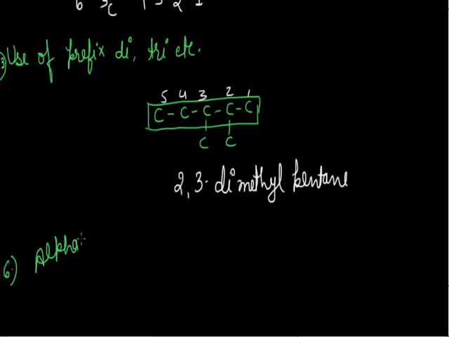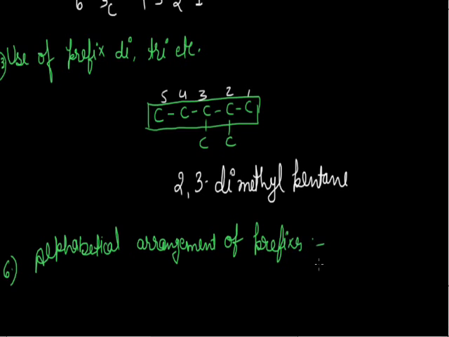Alphabetical arrangement of prefixes. If there are different alkyl substituents present in the compound, their names are written in alphabetical order. However, the numerical prefixes such as di, tri, etc. are not considered for the alphabetical order.